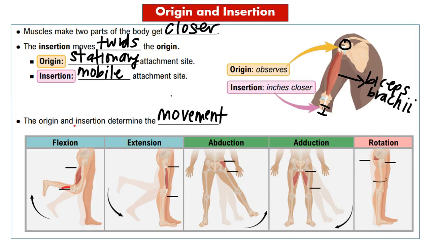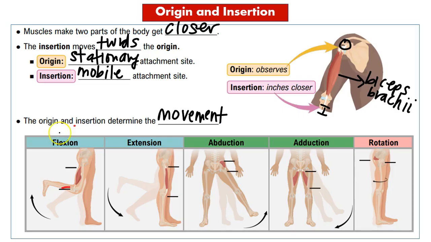That forearm is going to get closer to the shoulder, which is our origin point. So that's how our origin and insertion are going to determine movement. You can also simply say we're flexing the bicep brachii. Again, the insertion of the bicep brachii is going to get closer to the origin of the bicep brachii at the actual shoulder, and that is a flexion because we are bending.